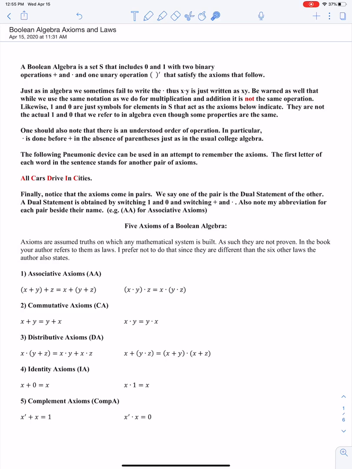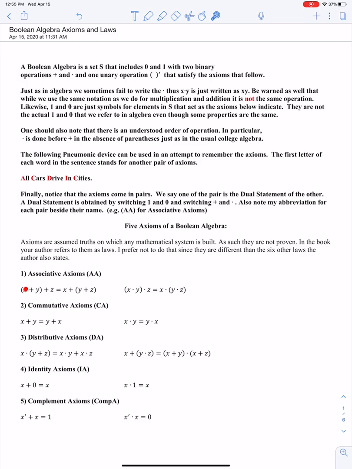Now, some of these axioms you might have seen back in algebra. Okay, the other thing I want you to notice is that the axioms come in pairs. There's two of them. And we say one pair is the dual statement of the other. Now, what is a dual statement? Well, a dual statement is obtained by switching ones and zeros and pluses and dots while keeping the complement the same. Okay, so let me explain what I mean.